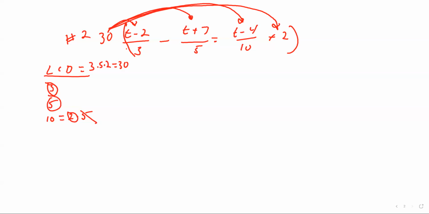What do you mean? Yes, that's exactly what a least common multiple is. What is the smallest number that they can all go into? That's exactly it. That's what that means.